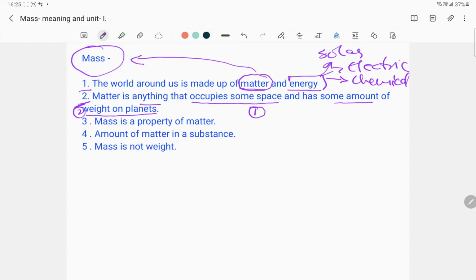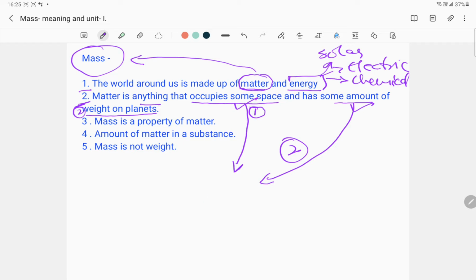Now I want you to look around your room, the room in which you are sitting. Can you find some things that are occupying some space? And can you also say that those things have some weight? If those things that are in your room occupy space and have some weight, then those are matter.